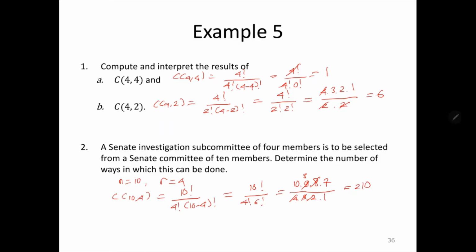So the number of ways that we can form this investigation subcommittee is 210 ways. All right.